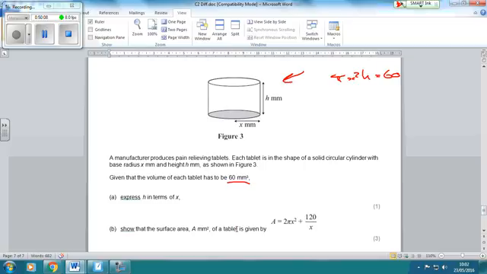Express h in terms of x. So we're now going to rearrange it to get h equals 60 over pi x squared.